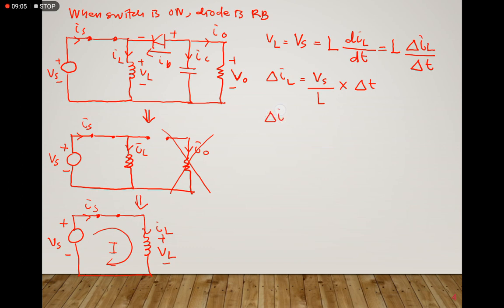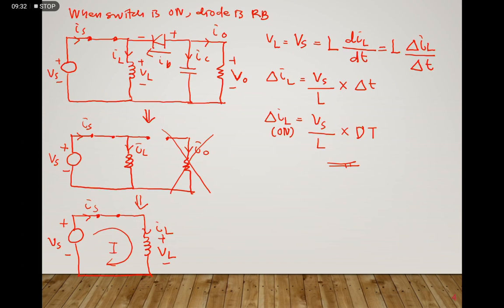Your delta T here refers to the duration the switch is turned on, which is equal to dT. So Vs over L multiplied by dT. So you get the first equation, delta IL when your switch is on, equals Vs over L multiplied by dT.